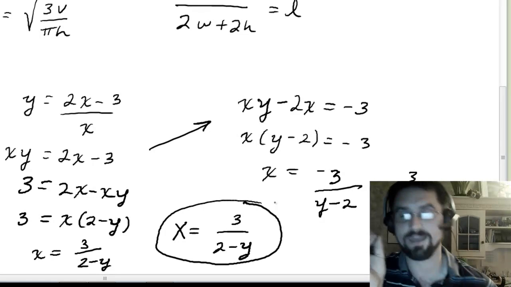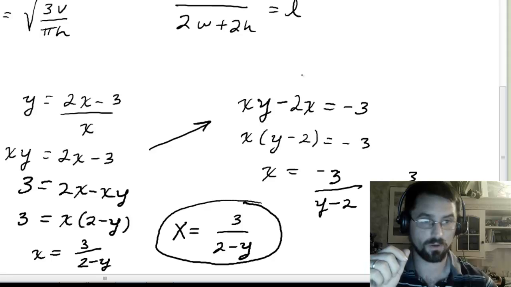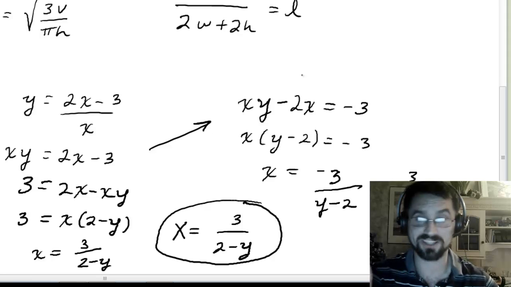You can expect to have one problem on your test which you will have to use factoring to solve for the variable.